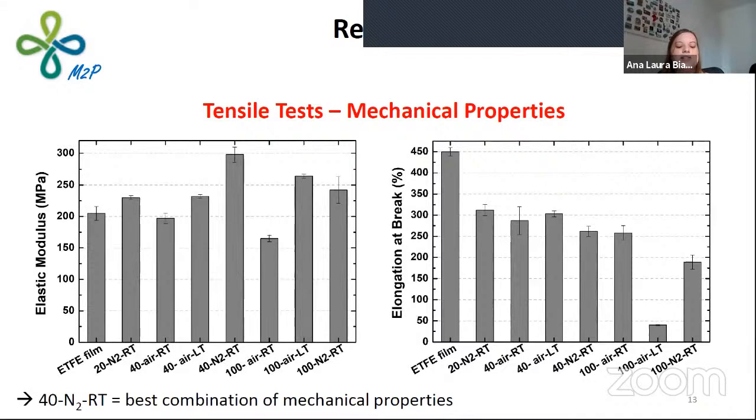So what you can extract from this figure in brief is that if you use high doses like 100 kilograys, normally you have a high degree of grafting, but you have more fragile membranes. For example, the sample irradiated in air and low temperature, which is this one here, had the highest IEC, but the elongation at break fell dramatically with the degree of grafting in the set of AEMs.